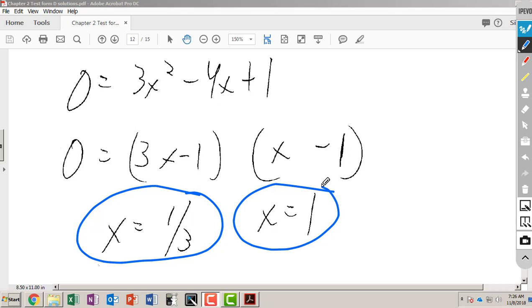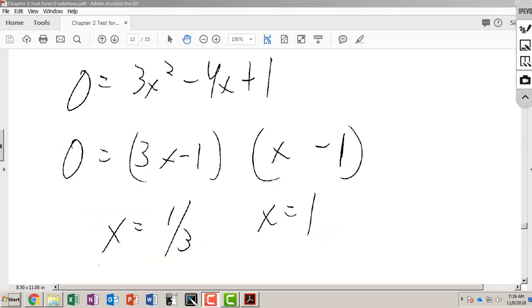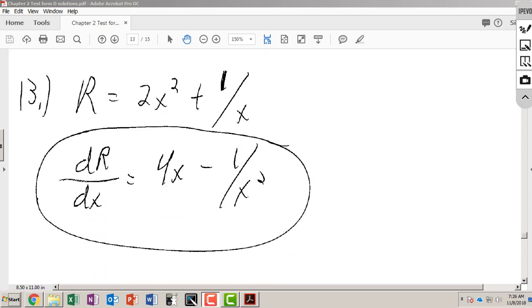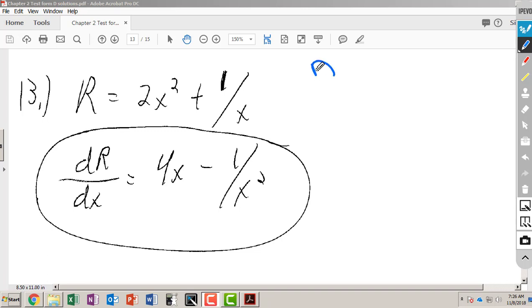So going on to number 13. Number 13 says that I have this equation here: r equals 2x squared plus 1 over x. And the directions on number 13 just say find the instantaneous rate of change of r with respect to x if r equals 2x squared plus 1 over x. Well, instantaneous rate of change is just another way of saying find your derivative.